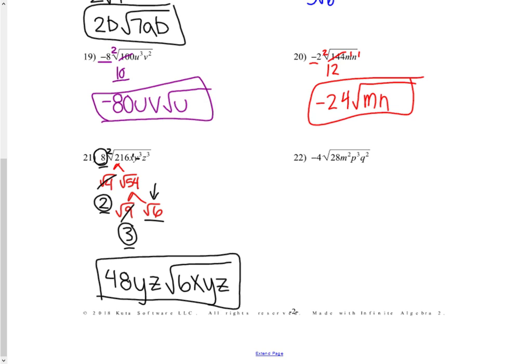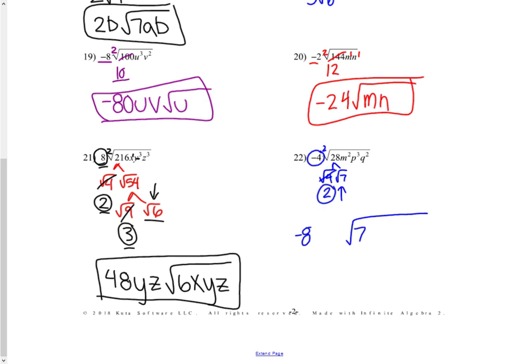Last but not least, number 22, starting with 28. So I can split up 28 into 4 and 7. Picking 4 and 7 because 4 is a perfect square. The square root of 4 is 2. I'm going to multiply 2 times negative 4 on the outside, so I get negative 8. I can't take the square root of 7. I can't split up 7 anymore, so 7 is going to be stuck underneath my square root.